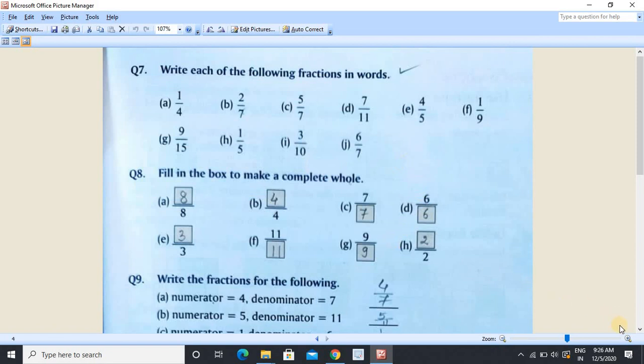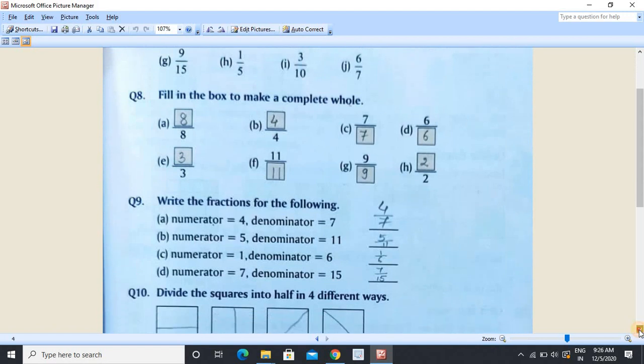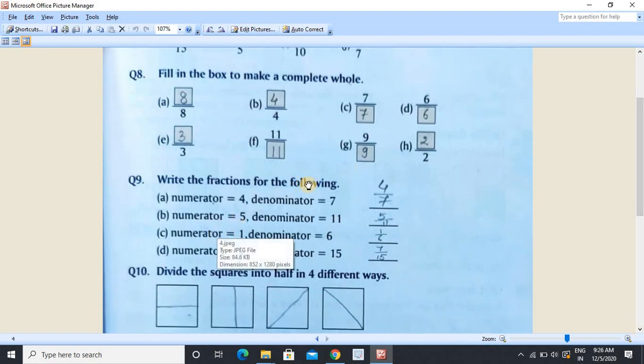Now come to question number 9. Write the fraction for the following. Numerator equals 4, denominator equals 7. So your fraction becomes 4/7. Numerator equals 5, denominator equals 11. Your fraction becomes 5/11. And so on, you have to solve questions C and D.